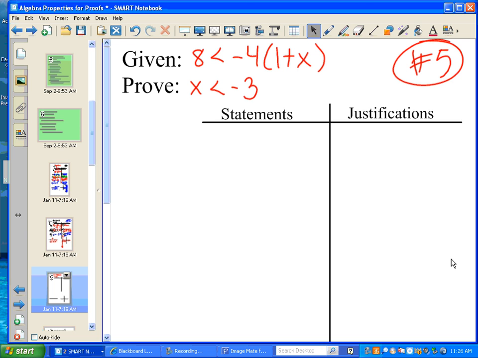Okay, so we have x is less than negative 4, and then inside parentheses, 1 plus x. 8 is less than negative 4, in parentheses, 1 plus x. We need to prove that x is less than negative 3. And then I need you to make sure where it says figure, just sketch the number line and the coordinate plane so that we're all organized. Just sketch your coordinate plane and number line.